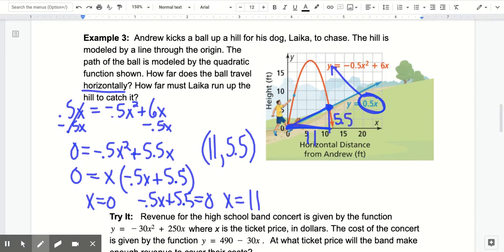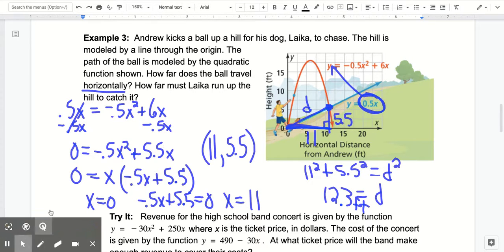And you see I've just drawn this nice little right triangle? We can use the Pythagorean theorem to find the distance that the dog runs up the hill. So we'll do 11 squared plus 5.5 squared equals d squared. That we can just rely on our calculator for. I can trust you to do that work, I assume. So the dog has run 12.3 feet up the hill. That's not very far. I think Andrew should throw the ball better.